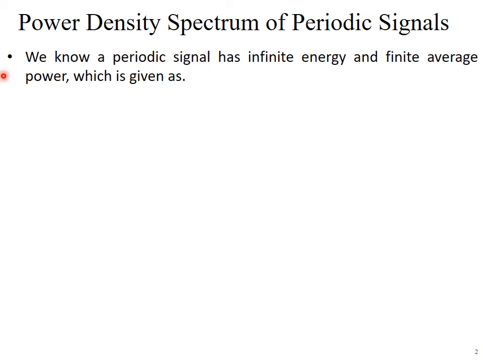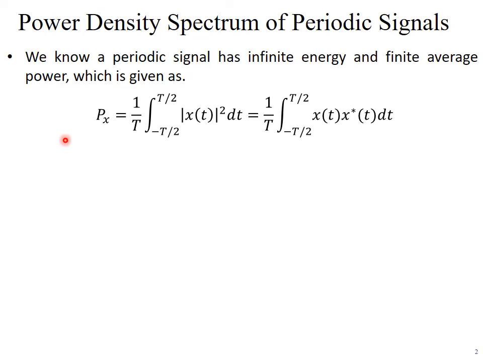The periodic signal, we know, has infinite energy, and it has finite average power. That average power is given by this formula, Px equal to 1 upon T times the integral of magnitude of x of t squared over one period. This formula can also be written in this form. If x of t is complex, we use the complex conjugate; if it is real, simply x of t is multiplied with x of t. So we can rewrite the formula in this form.